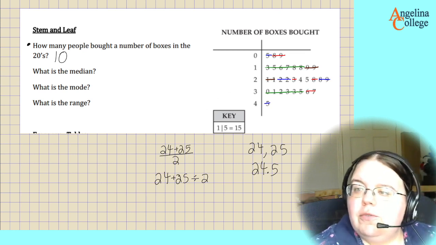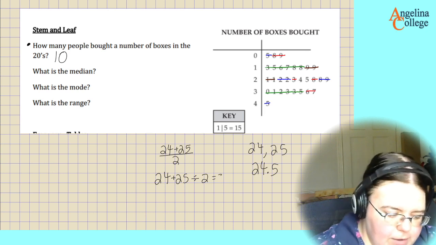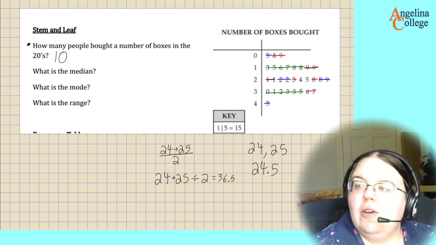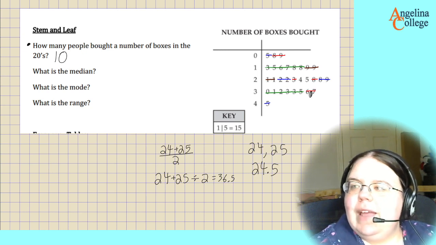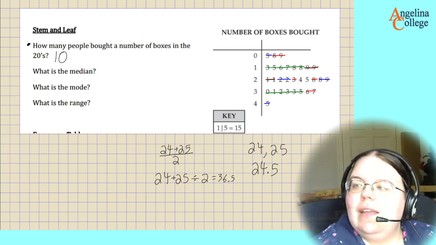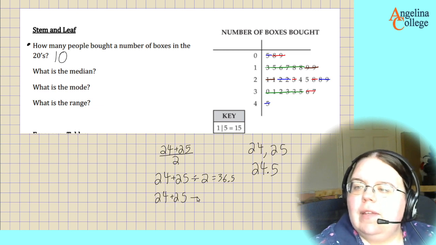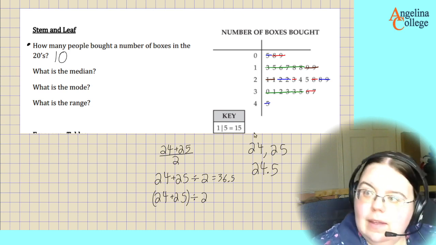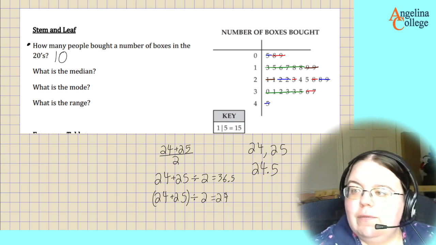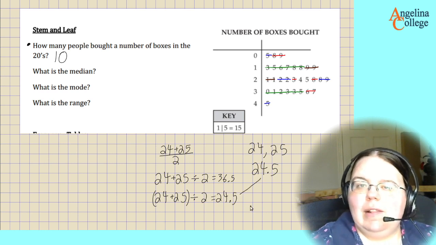So if you do just 24 plus 25 divided by 2, you'll get 36.5, which can't be right because that's more than either of them. That'd be way up here. We know that can't be right. What we need is 24 and 25 added together before we divide them by 2. And that will give us 24.5, just like we expect by splitting it down the middle mentally.